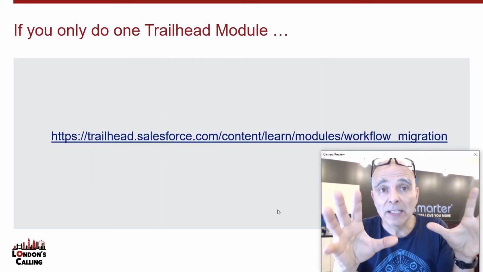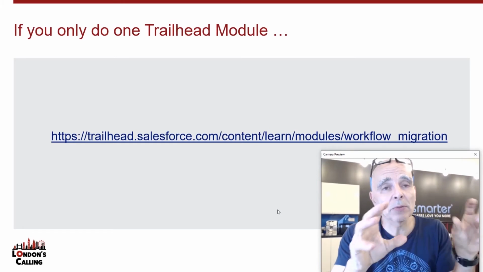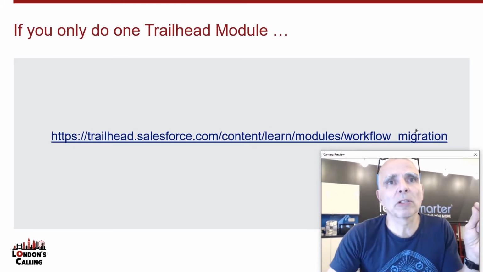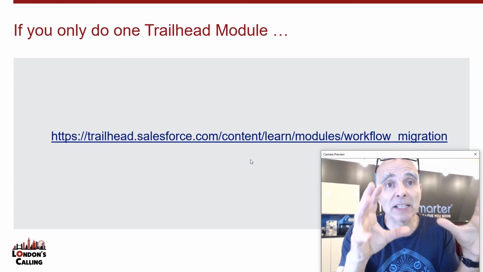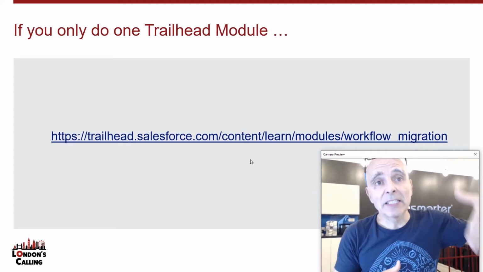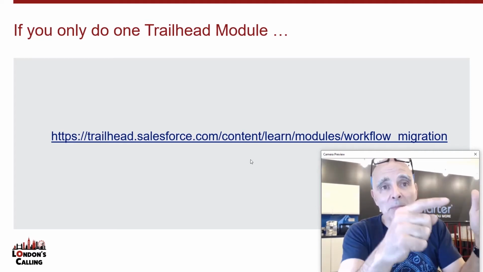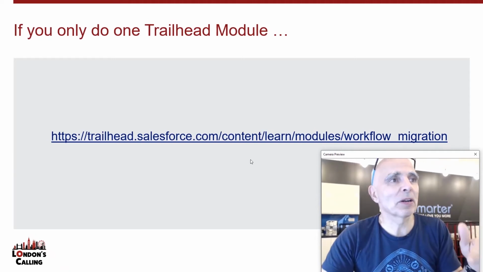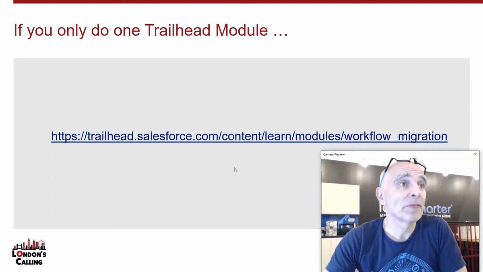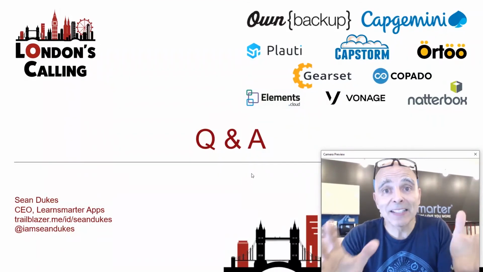Now, I did say I'd recommend another Trailhead module. This one is not the most obvious because it talks about workflow migration, but it's actually a very, very good Trailhead trail to teach you about the best practices of putting multiple actions into a single process. So if you do one Trailhead trail, do this one. And that's it. I'm done.